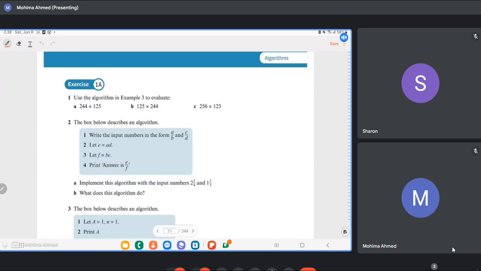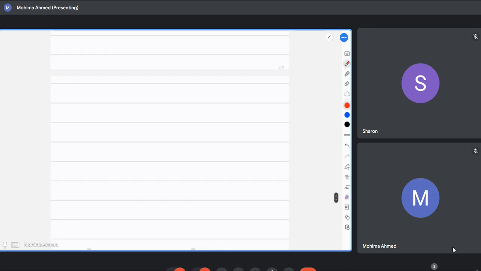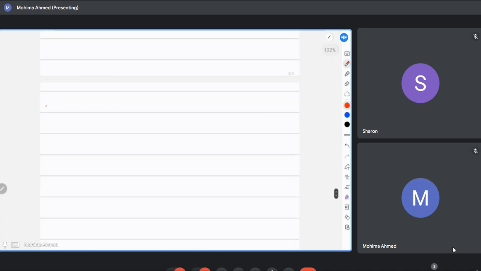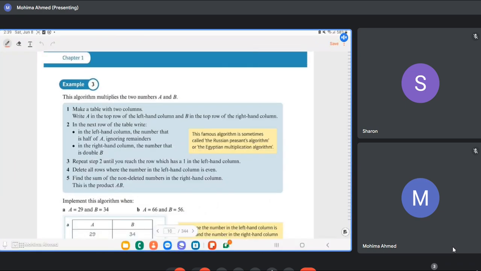So if you go back to your questions now, they are saying in 1A that in order to find the product of any two numbers, you have to go back to example 3 and use the algorithm in example 3 to evaluate the product of the numbers stated in each section of question 1. So for example, if I want to find the product of 256 and 123, okay, now we are starting with question 1C, 256 with 123. I'll have to use this algorithm.